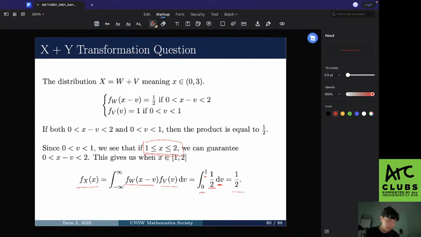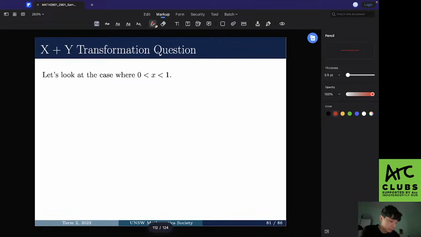So what we notice is that x is between 0 and 3, so we know what happens between 1 and 2, but we don't know what happens between 0 and 1 and between 2 and 3. So let's look at the case where x is less than 1 but greater than 0. The problem was that if v is greater than or equal to x, then x minus v is less than or equal to 0, right?